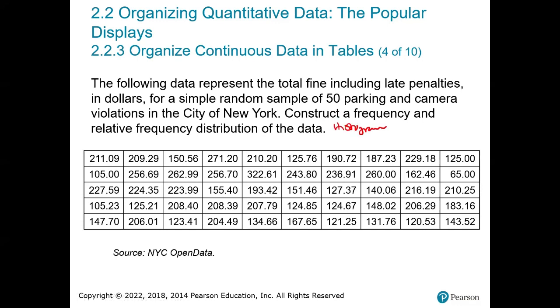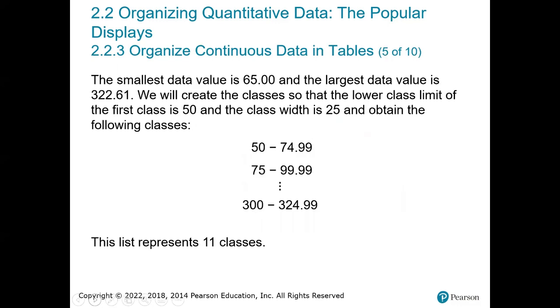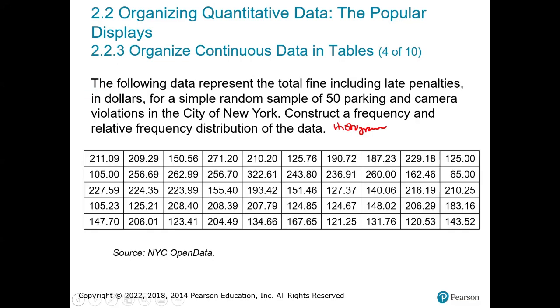So here's how the process would work if you're going to work through it and not just go straight to technology. You would have to find the smallest value. The smallest value is 65, and the largest value is $322.61.